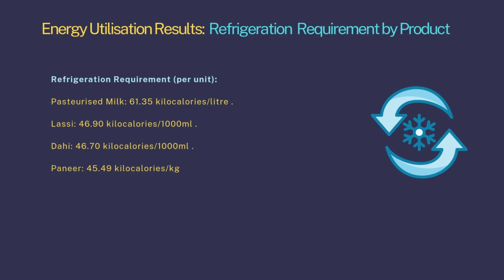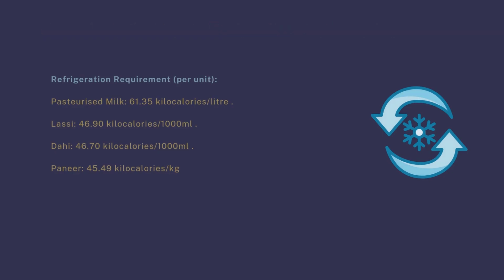Lassi requires 46.90 kilocalories per 1000 milliliters. Dahi requires 46.70 kilocalories per 1000 milliliters. Paneer requires 45.49 kilocalories per kilogram. Steam requirements per unit are as follows.